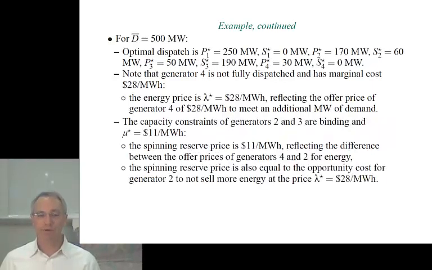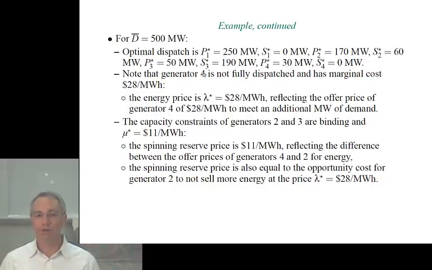Now turning to 500 megawatts. We've seen the generation before. Generator 1 is fully dispatched to provide power. Generator 2 provides 170 megawatts of power, 60 megawatts of reserves. Generator 3 provides 50 megawatts of power, 190 megawatts of reserve. The sum of the two reserves from the generators adds up to 250 megawatts. Generator 4 provides 30 megawatts.